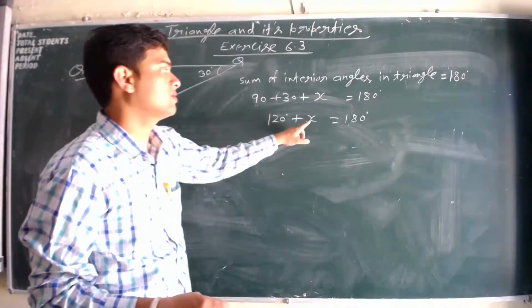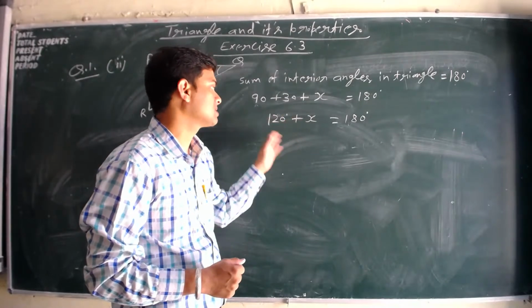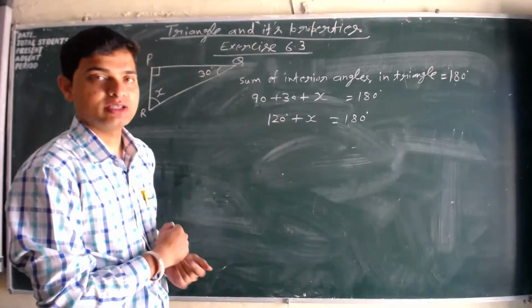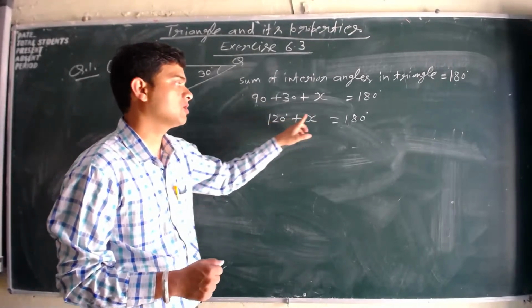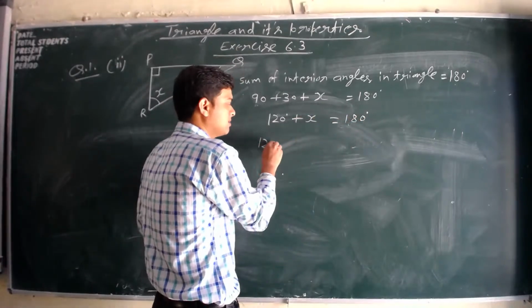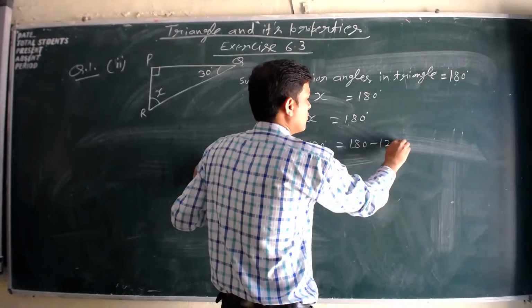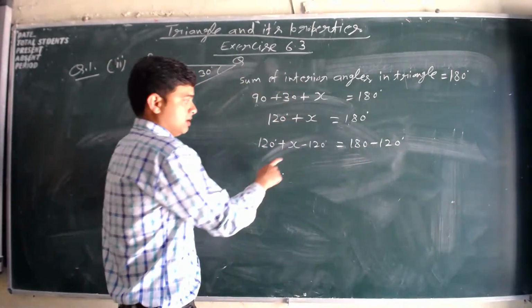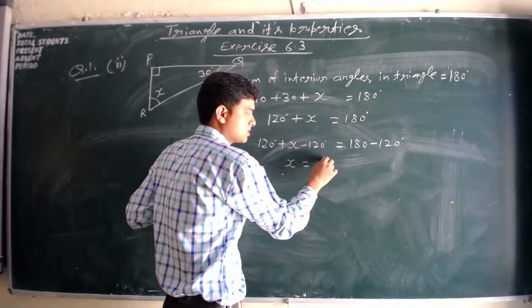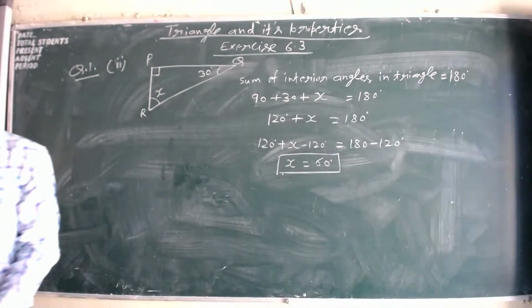Now, same, we have to calculate x. We can solve this equation by adding or subtracting something. We have to eliminate whatever is with x. Since 120 is added with x, we have to subtract the same amount from both sides, only then equality is maintained. So 120 plus x minus 120 is equal to 180 minus 120. 120 minus 120 is 0, only x remains. 180 minus 120 is equal to 60. This is the measurement of angle x.